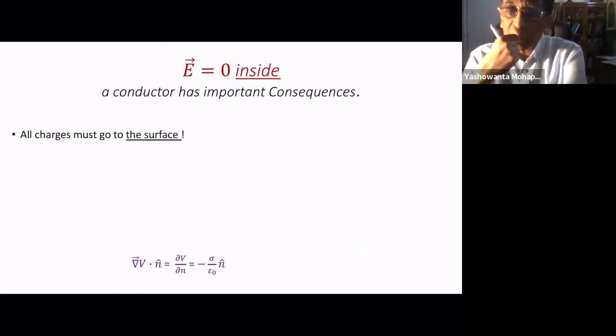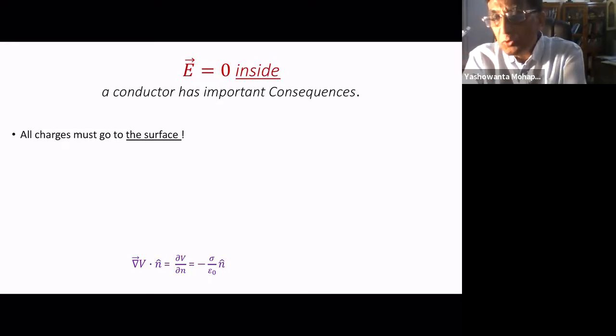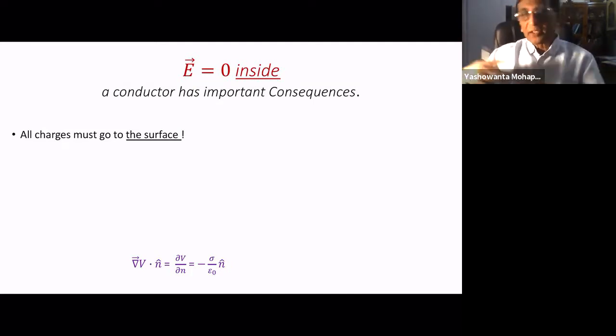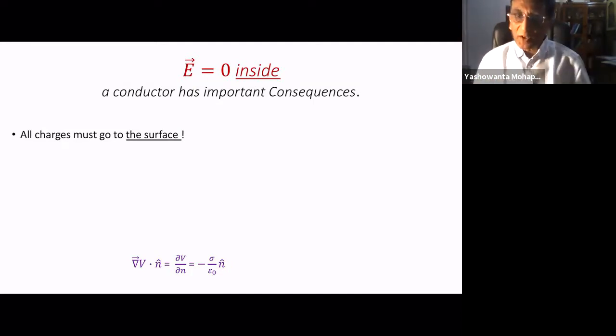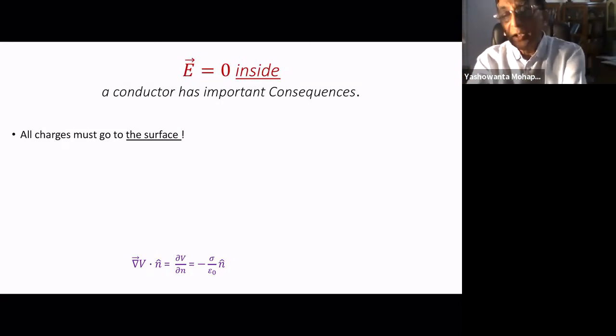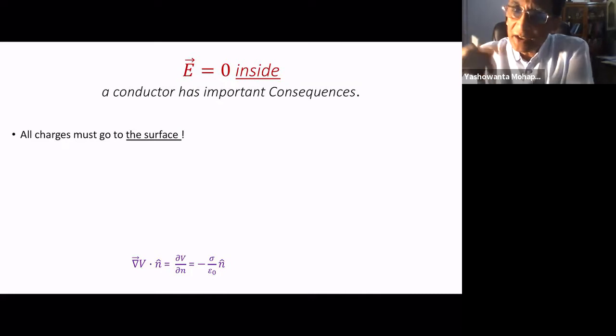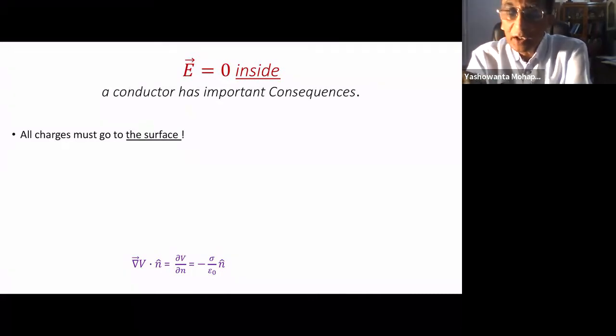So all charges must go to the surface. There can be charges, but they cannot be inside the body. Why? Because once they move, finally where do they stop? They will stop at the surface, and beyond the surface they cannot go because there is a work function. So all the charges move in such a way that they end up at the surface. And E is 0 inside, and rho, the charge density, is 0 inside.